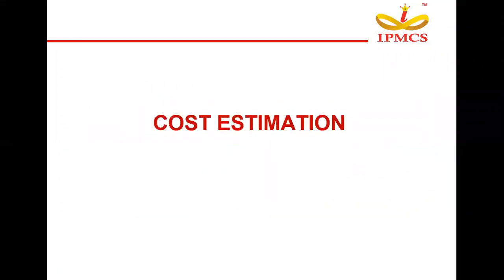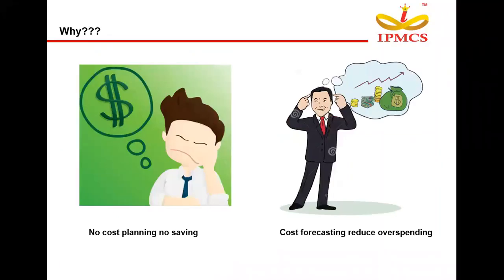So cost estimation is a process of planning how much a project requires to spend throughout its entire life cycle, right from land acquisition, through the planning stage, until completion of the project and handing over to the client. What will be the cost incurred at each and every different stage of a project? That is the process of cost estimation. When we do a proper cost estimation, we can save money in our project. By doing cost forecasting, we can reduce overspending in our project.